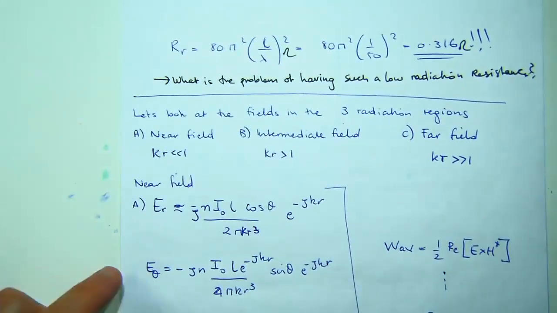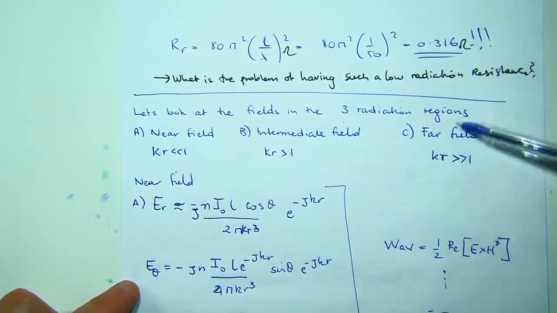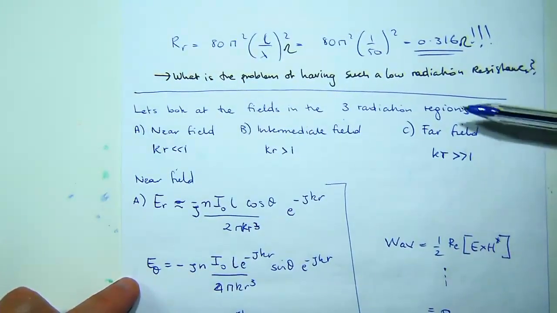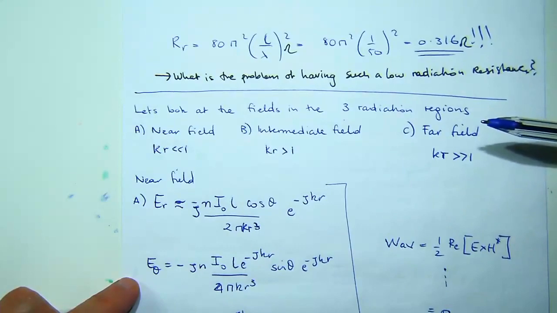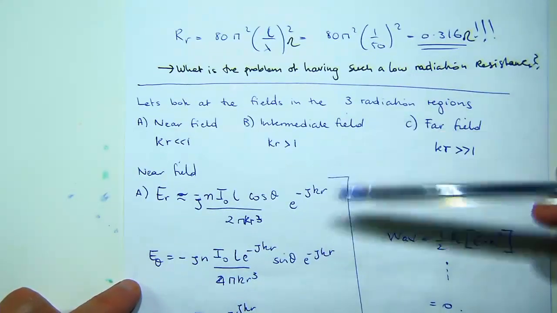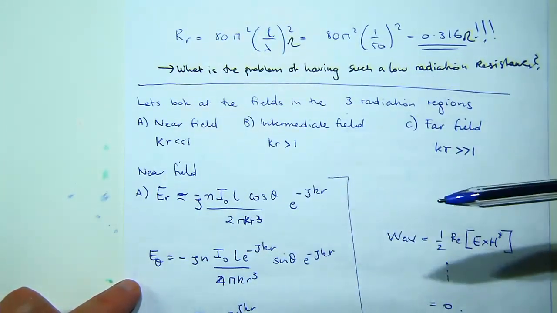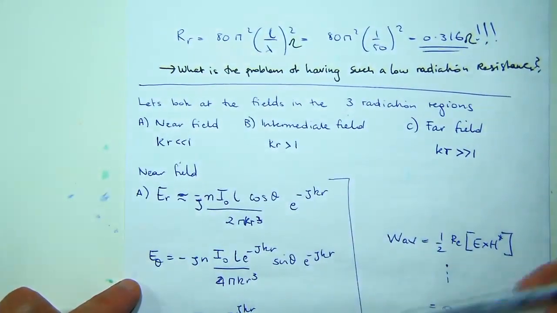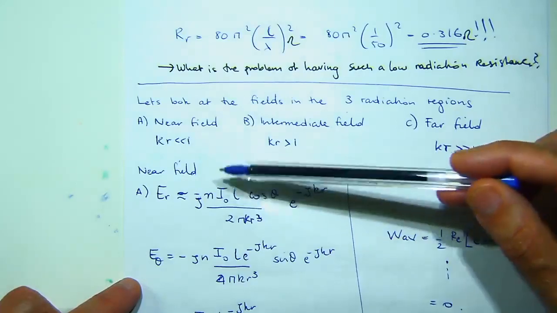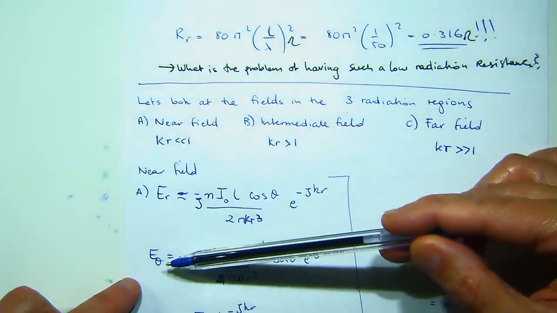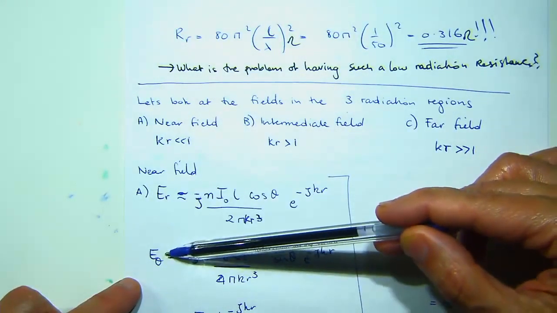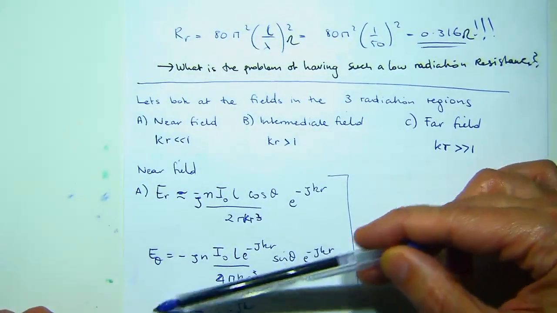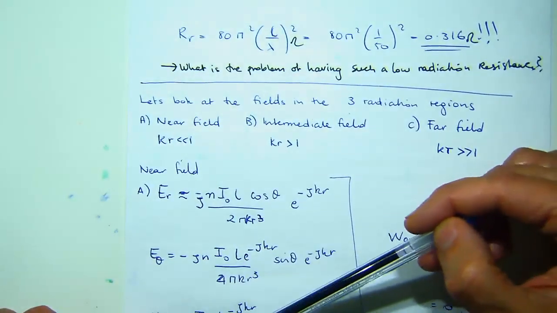Now, all I was going to do next, so this is a new part of the lecture, was talk about the three radiation fields, the regions of this dipole. All I've done is the mathematics: the radial component of the electric field goes as 1 on r cubed, E theta goes as 1 on r cubed, and the magnetic field as a function of theta goes as 1 on r squared.